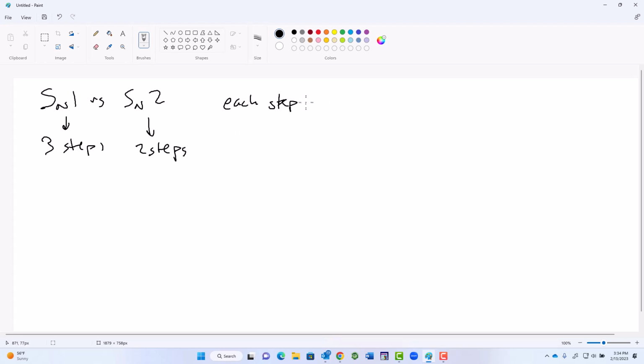In this video, we're going to take a more in-depth look at the mechanisms for SN1 versus SN2 reactions. Now, we saw in the last video that SN1 reactions have 3 steps, and SN2 reactions have 2 steps. So what this means is each step is going to have a couple characteristics in an energy diagram. So they're going to have a reactant, going to a product, and then in between this, we have what's called a transition state.